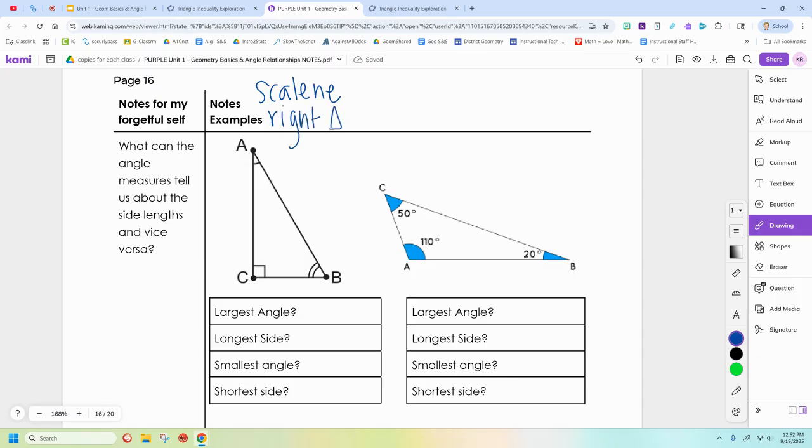So if you have 3 different angles, you have 3 different side lengths, which means you're guaranteed to be scalene. This one over here has 3 different angles, but the largest angle is obtuse. So this is an obtuse scalene triangle. Okay.